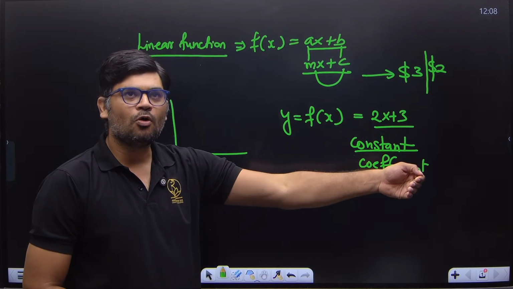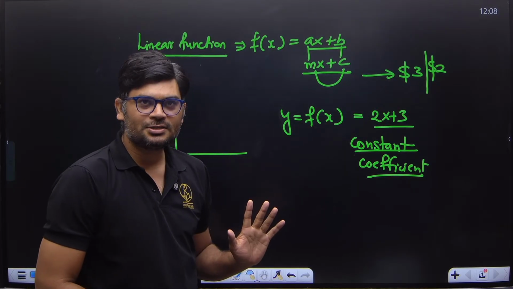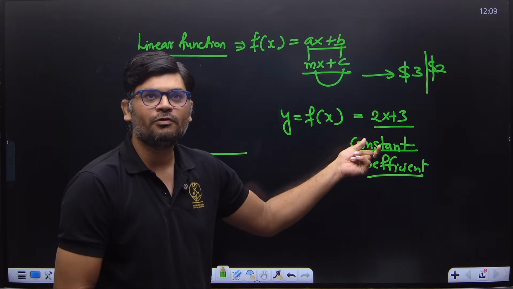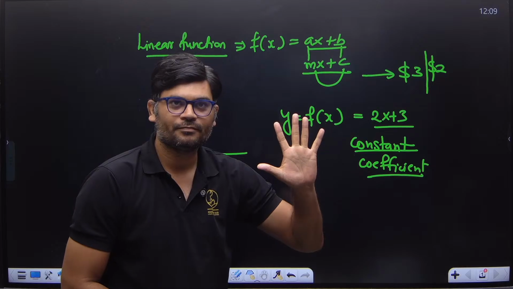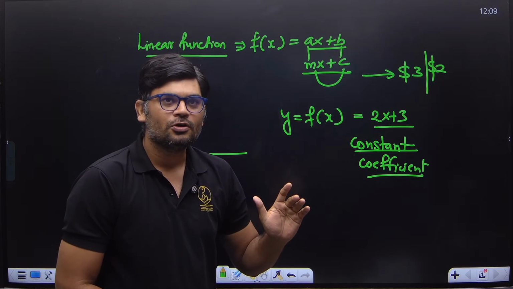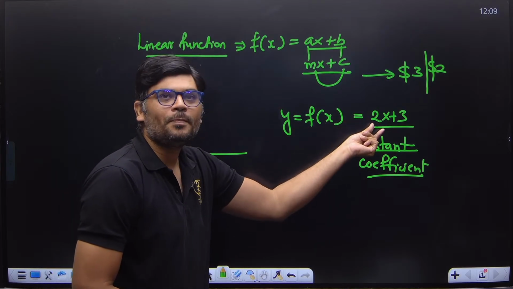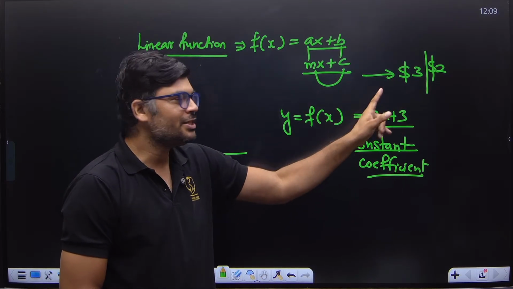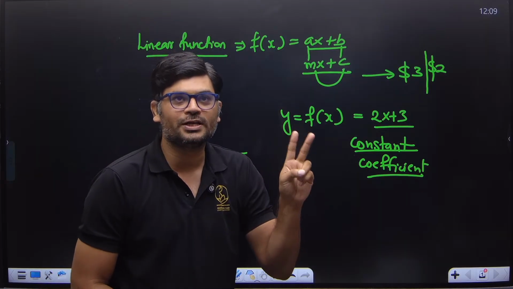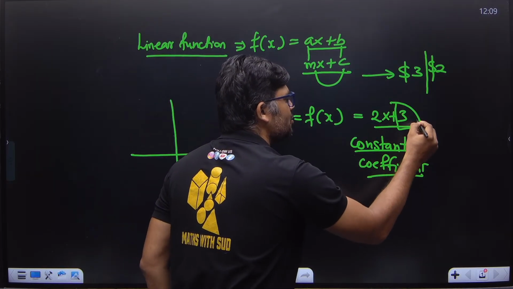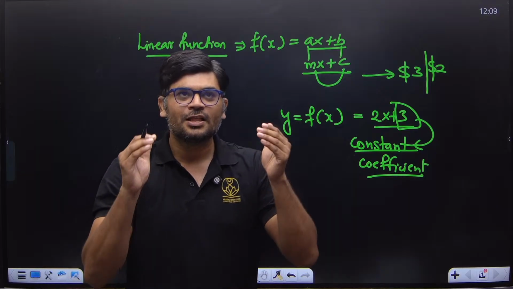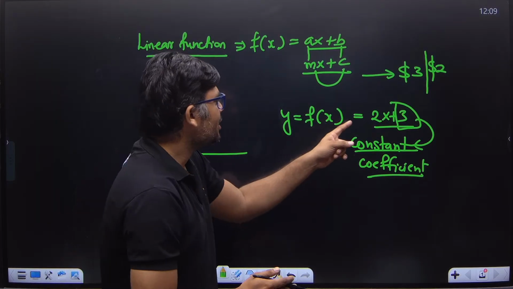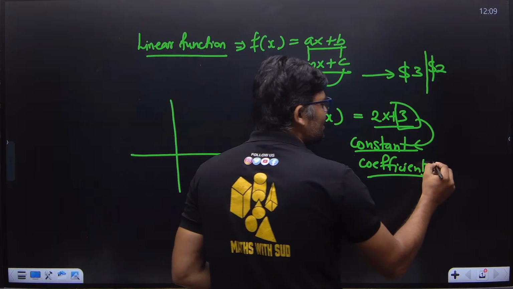Suppose you are going to a mall, you pay $3 for the parking charges of your vehicle, and then you are buying one chocolate. So how much amount will you pay? 3 plus 2, 5. Suppose you are buying 2 chocolates, then you will pay 4 plus 3, 7. Are you getting it? Every time you see this, you have to focus on two things. One is the constant, which is also known as the fixed charge. And then there is the coefficient, which is also known as the rate.